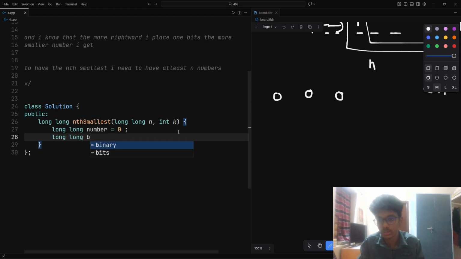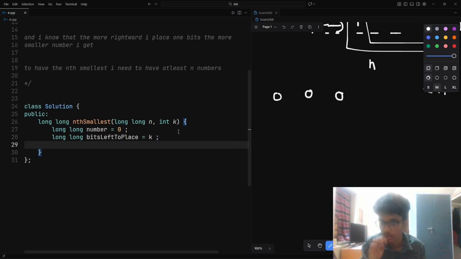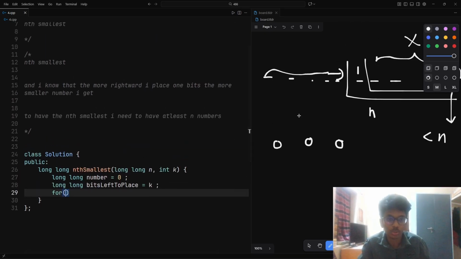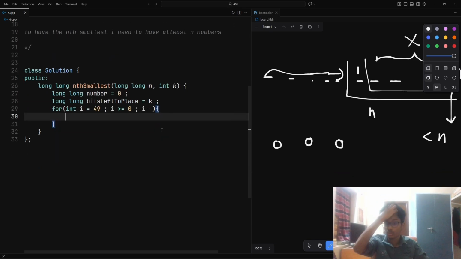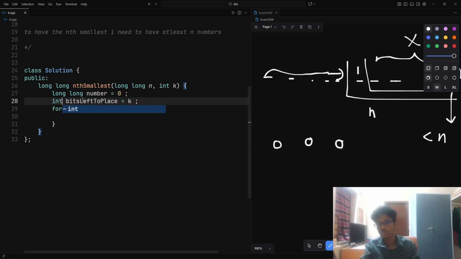How many bits are left to place? There are k bits left to place, which we haven't placed yet. And since I'm going rightward, I should do for int i equal to 49, i greater than or equal to 0, i minus minus, and long number equal to 0, long bits left to place. I guess this should be int. It's fine, long is also fine.